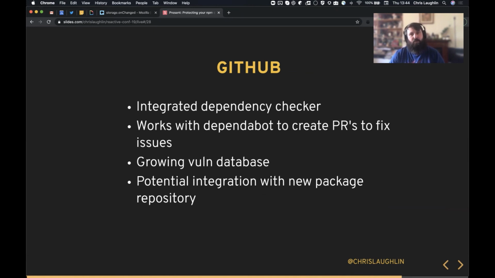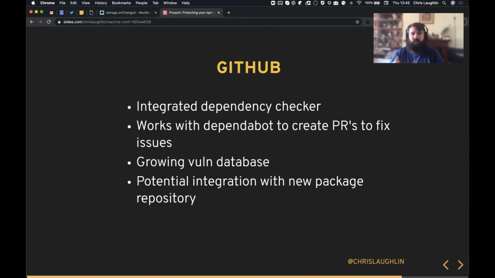NPM audit, but has an audit in the pipeline. So now you can create a PR, it can get peer reviewed, your team can know what's going on, instead of just one developer fixing it manually every time. Their database of vulnerabilities is growing constantly, so they're more aware of different vulnerabilities that they can tackle and alert the customers about.